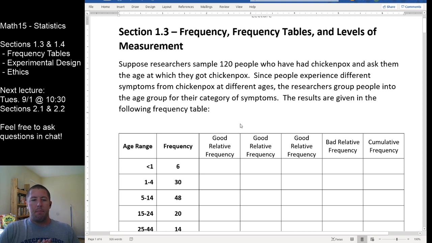Suppose that researchers sample 120 people, and all of the 120 people sampled have had chickenpox at some point in their life. So they're only sampling people that have had it. All they're asking them is, at what age did you get chickenpox? Chickenpox is classically something that most people only get once.